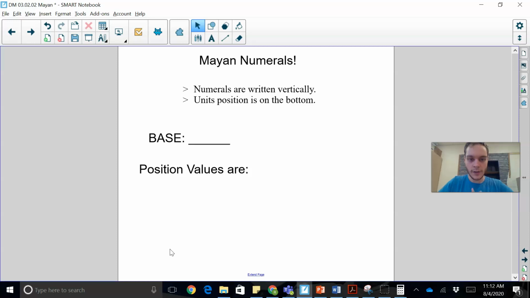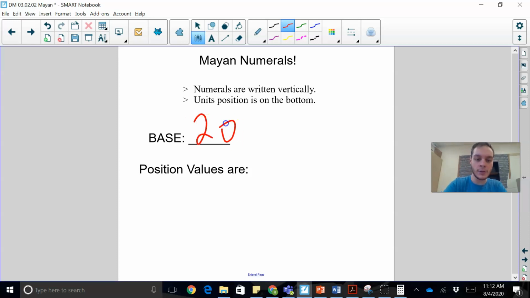Okay, so Mayan numerals are written vertically, just like the Chinese numerals that we studied earlier on, and the unit position is on the bottom. Now, we just finished Babylonian. Babylonian is base 60, Hindu-Arabic is base 10, and the Mayans are base 20. There is some discussion. Some people say 18, some say 20, but for this class right now, let's go base 20. Base 20 is a lot easier to work with than base 18.